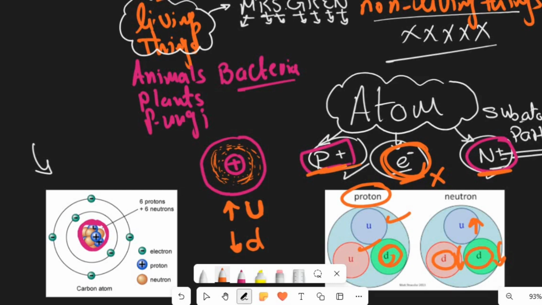And to conclude that, we can say that to make an atom and to make anything around me and to make any matter, you only need three particles: electrons and up quarks and down quarks. Those are the basic particles for making any matter around us.